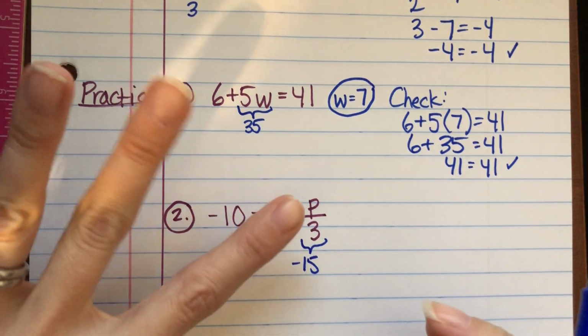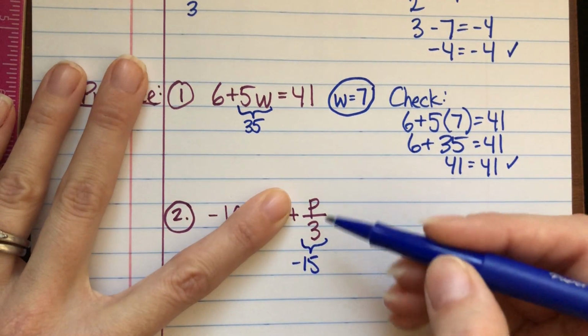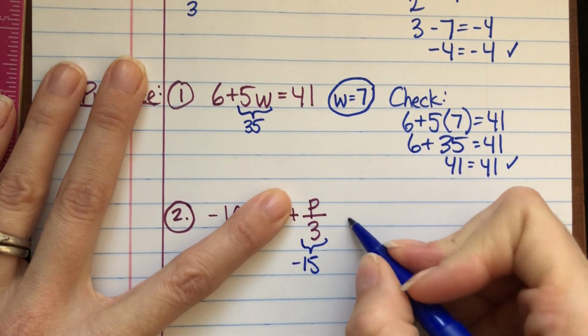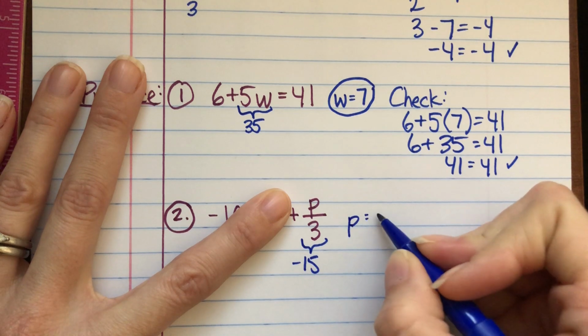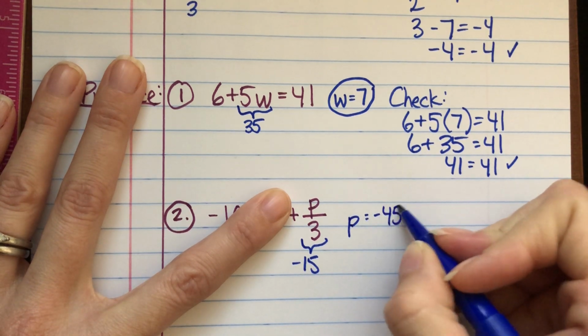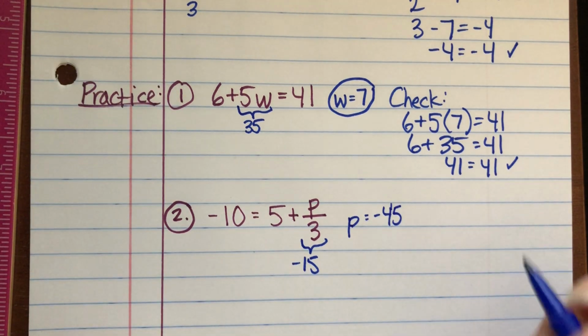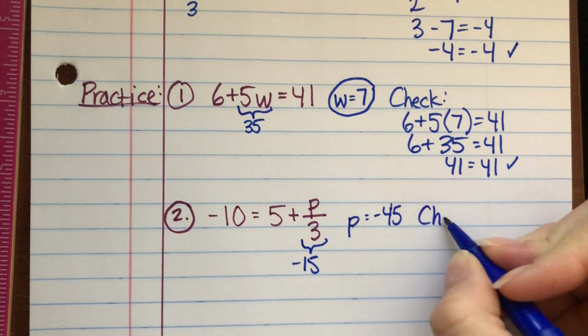Then I'm gonna cover this up. What divided by 3 gives you negative 15? Well, P would have to be negative 45, because negative 45 divided by 3 is negative 15. Let's check it.